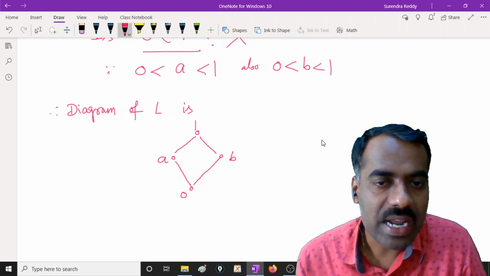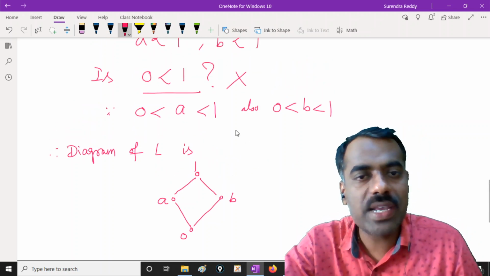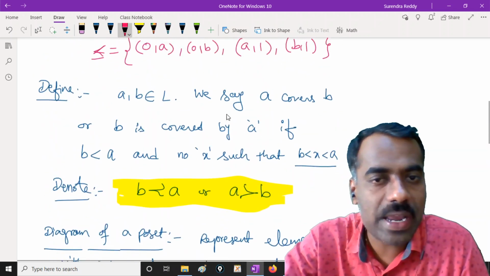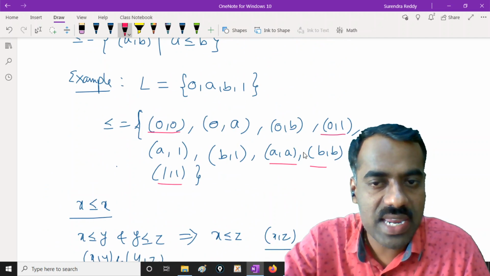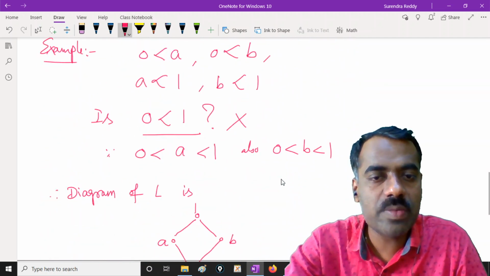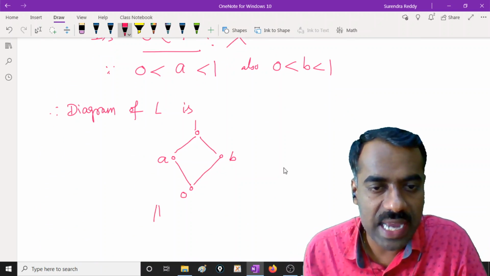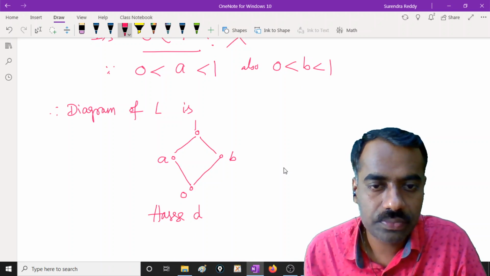Are you following? Now, is there any line between elements a and b? No, because a and b are not comparable at all. Neither a is less than or equal to b, nor b is less than or equal to a, so there won't be any line between them. Is this clear? You can also call this a Hasse diagram.